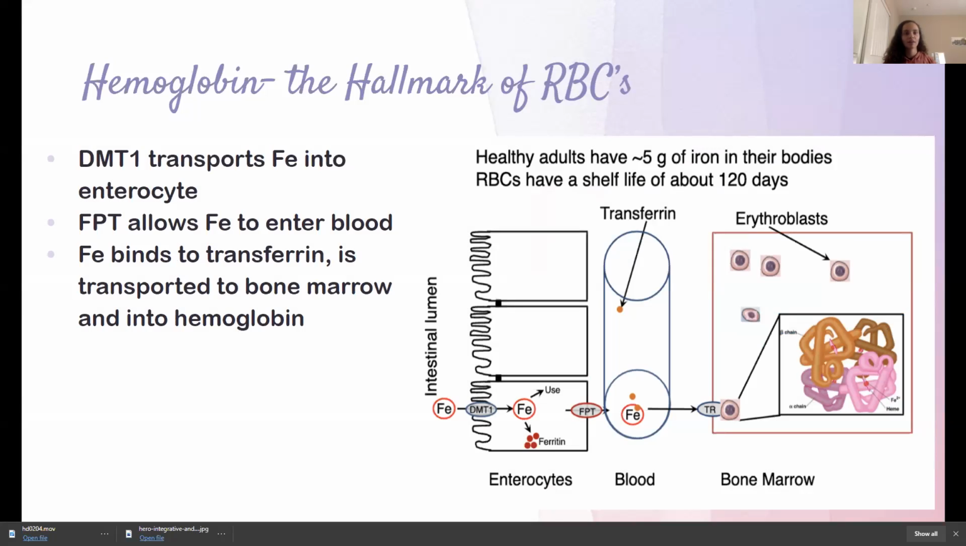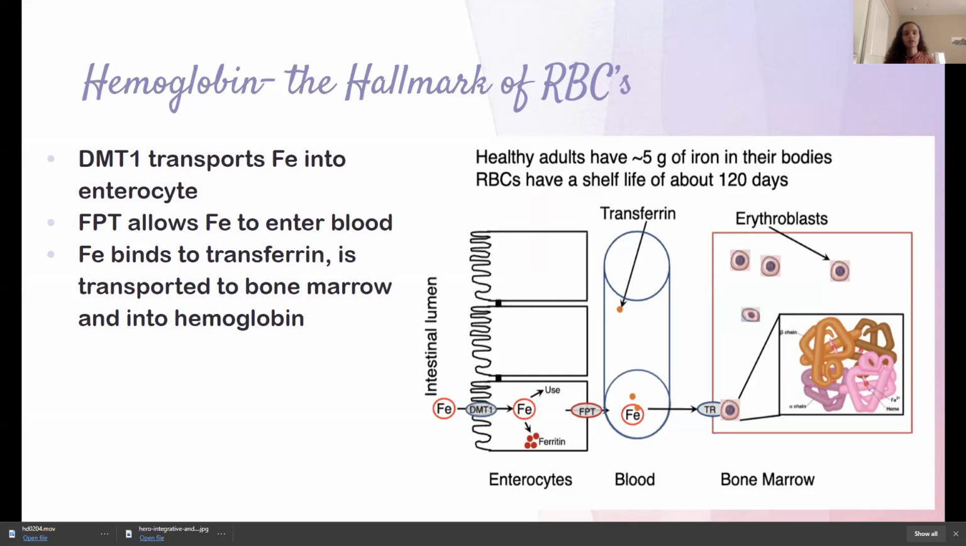So we're going to talk about how iron gets onto hemoglobin, because that's one of the most important topics. Hemoglobin is an oxygen carrier. It's the primary oxygen carrier. About 98% of the oxygen in your body is bound to hemoglobin.